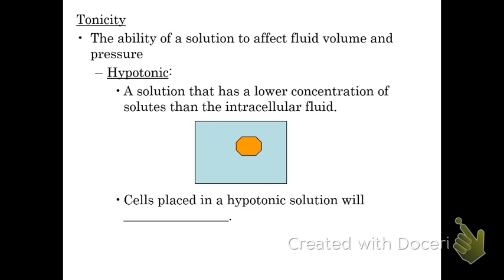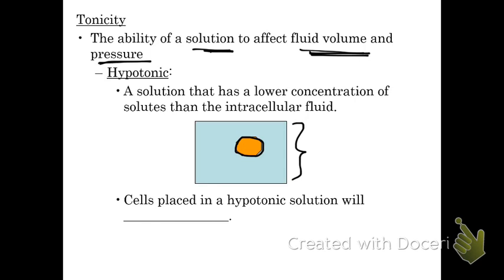Tonicity is defined as the ability of a solution to affect the volume and pressure. And for this conversation, I want you thinking about cells, and I'm going to show you some cells. In this simple diagram, I have a cell. The cell is indicated by this little orange hexagon. The cell is sitting in an environment. So this beaker or this rectangle represents an environment for that cell.